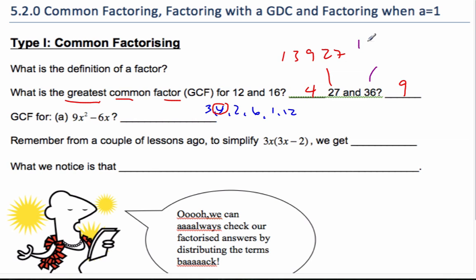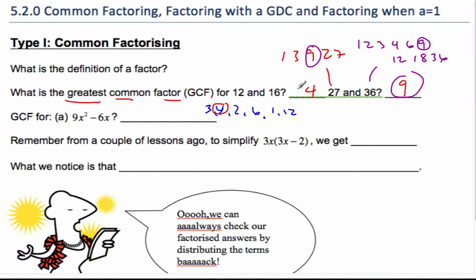I get 1, 2, 3, 4, 6, 9, 12, 18, and 36. And so 9 is the largest one in both of these lists.